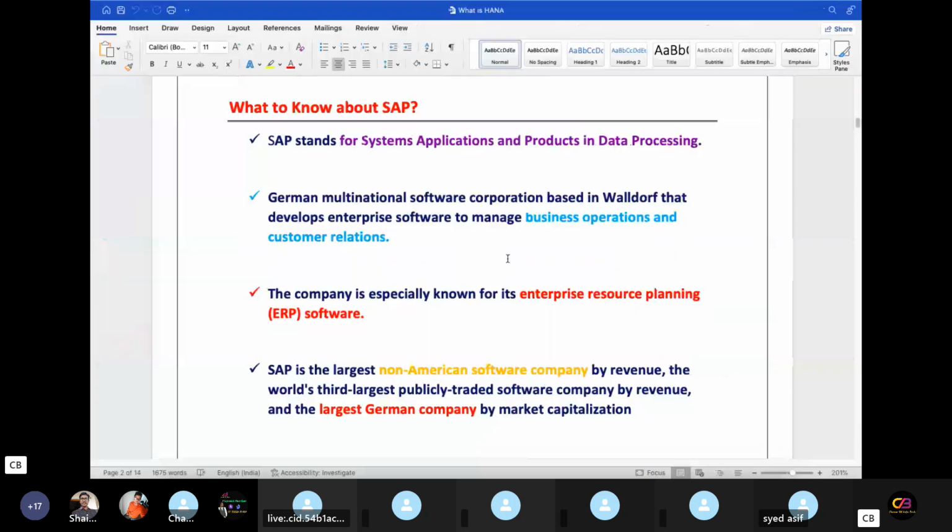SAP stands for Systems, Applications, and Products in Data Processing. System means computer, laptop, any device. Product means goods and services. What generally SAP will do, SAP will capture entire information regarding sales, purchase, and general things happening in the company. So SAP is a database software and it is a business database software.